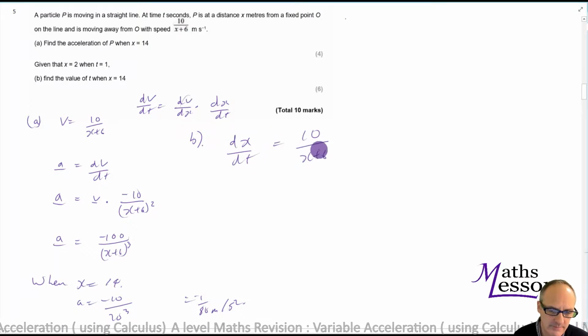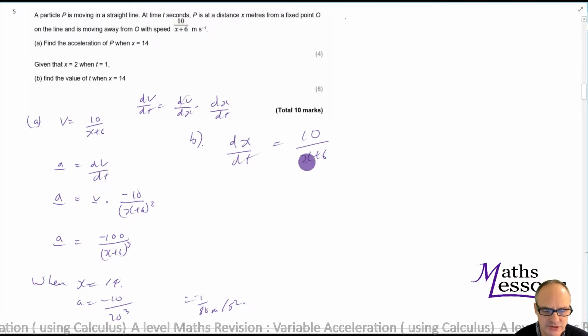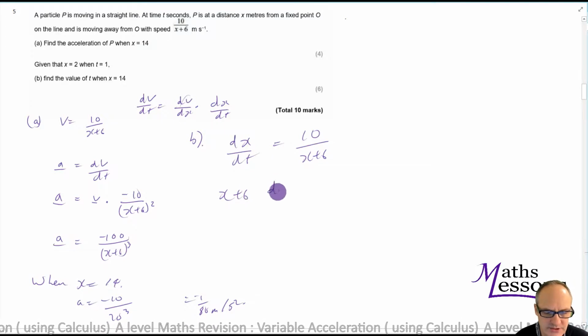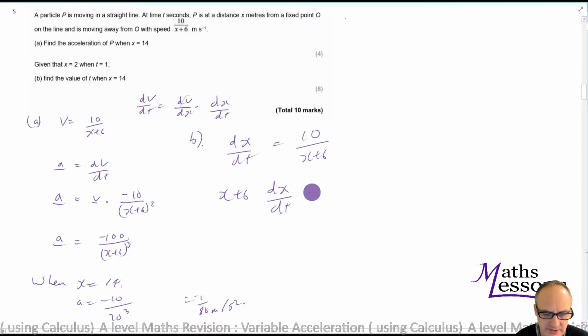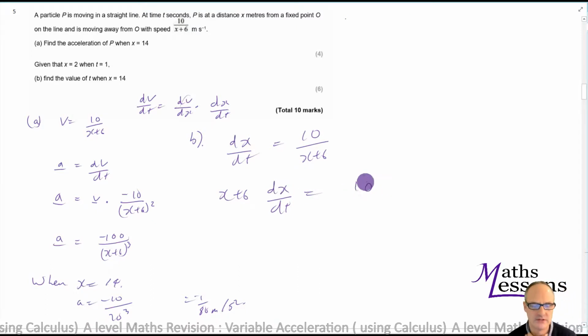So what you do here is we get all the x's on the same side, all the values on the top of the derivative on this side, and all the values on the bottom of the derivative on the other side. So I'm just going to bring this x plus 6 up to this side. So I get x plus 6 times dx by dt. So all the bits of the x's come over here. And all the bits of the t's, all the 10s or whatever, can go over here.